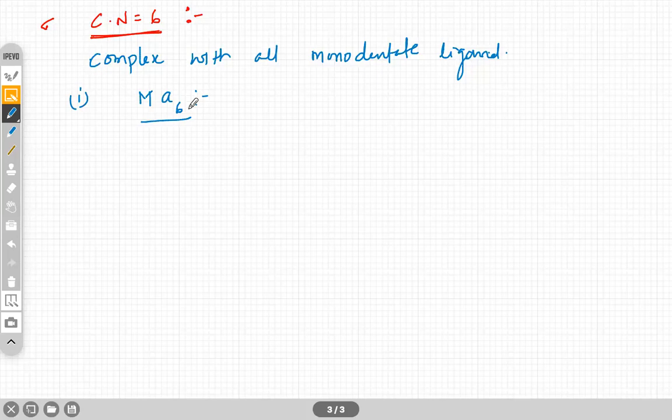Obviously, with coordination number 6, its geometry is octahedral, right? So how these 6 ligands are arranged around the metal M, that we need to understand here. By changing the position of the ligand, do we get different structures or not? If we get different structures, then isomers are possible. Otherwise, it does not show isomerism. How do we represent this MA6 type molecule?